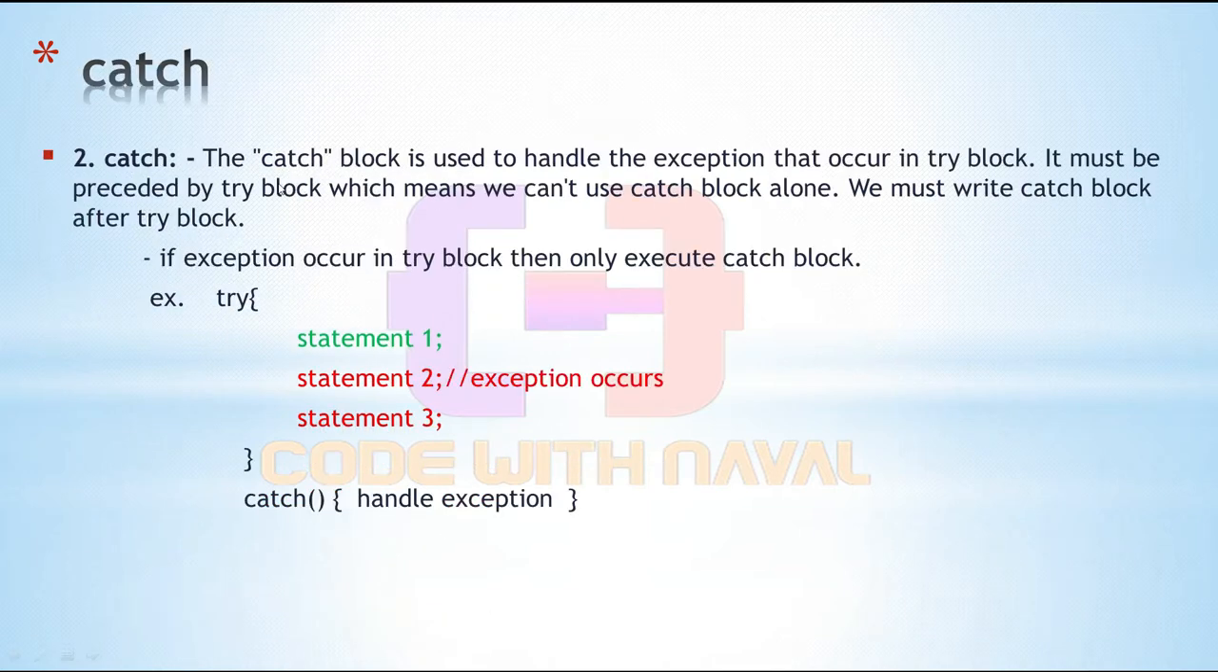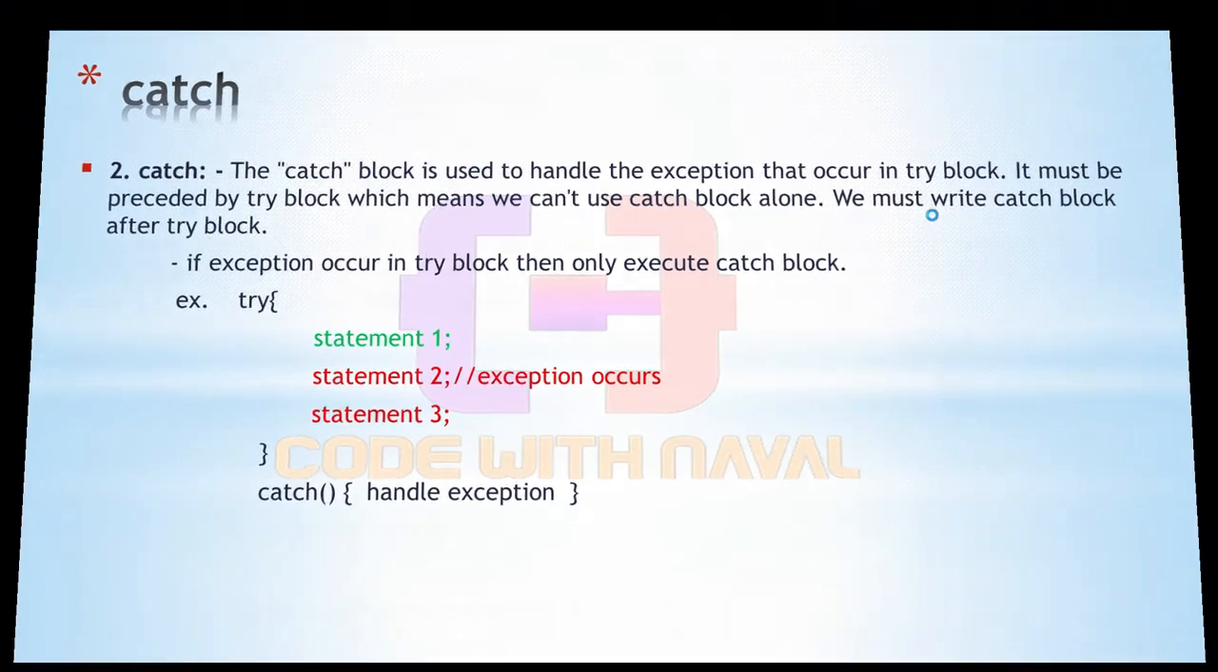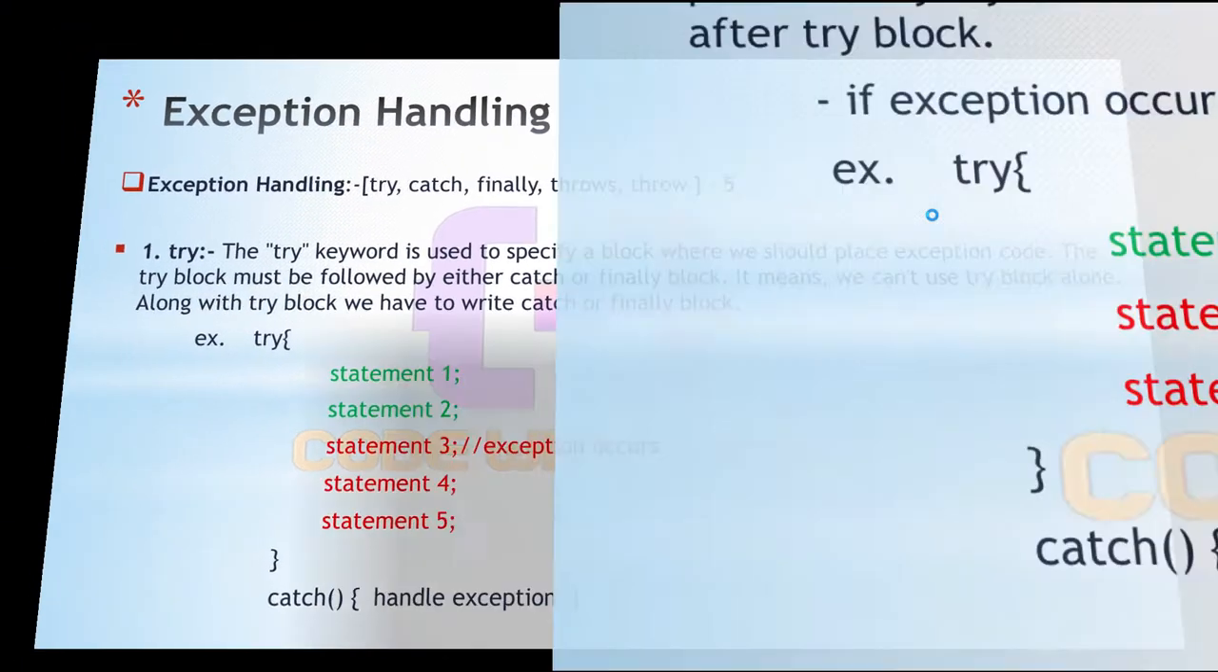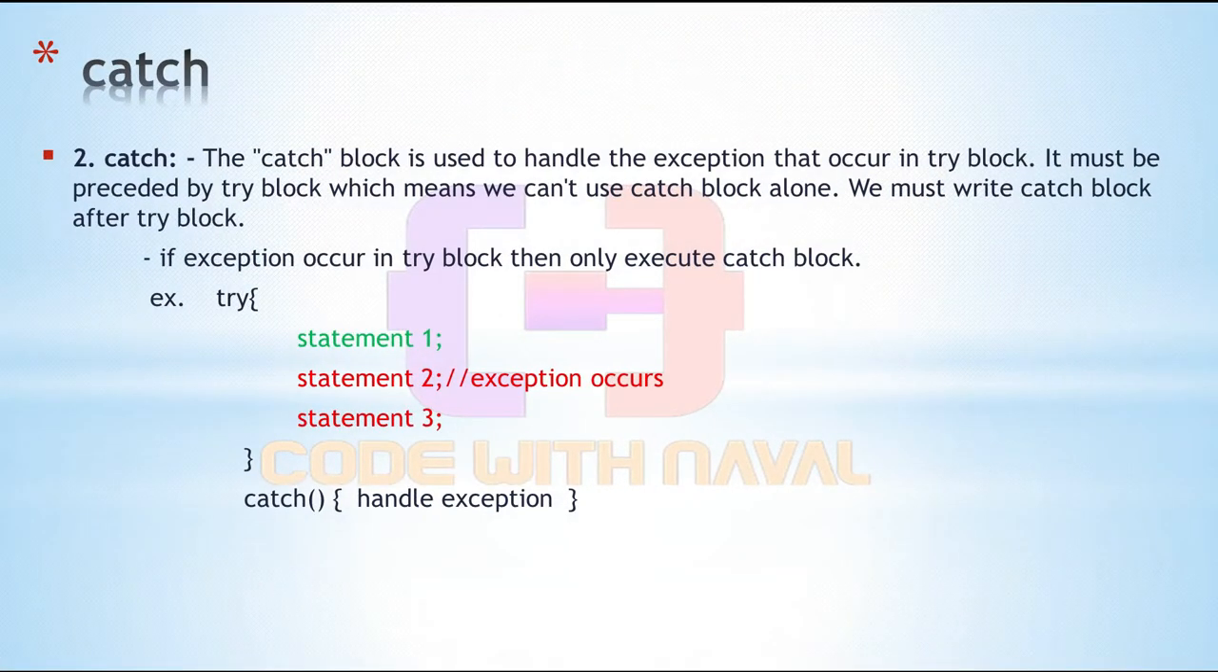Then here we have a catch block to handle the exception. The catch block is used to handle an exception that occurs in a try block. It must be preceded by a try block, which means we can't use a catch block alone. We must write a catch block after a try block. We can't write a try block alone. Along with a try block, we have to write a catch or finally block. And along with the catch block, we have to write a try block.